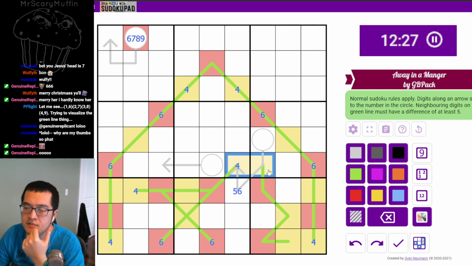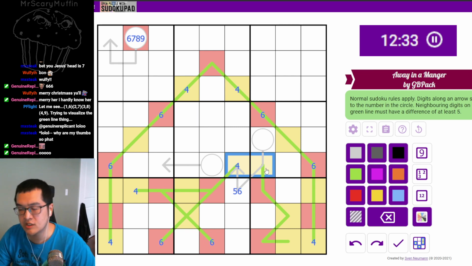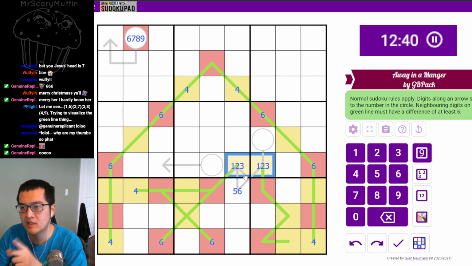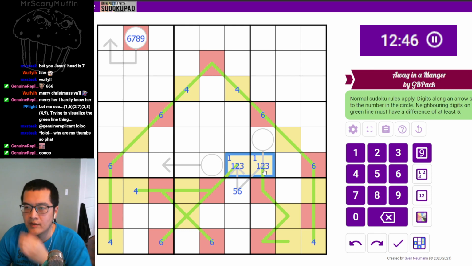If it's a 6, this has to be a 1, 2. If it's a 5, it could be a 1, 2, or 3. So it actually can't even be a 4. So let's get rid of the 4. So it could be a 1, 2, or 3. And they have to be different numbers because they're on the same line. And then one of them must be a 1. I feel like that's actually very powerful.